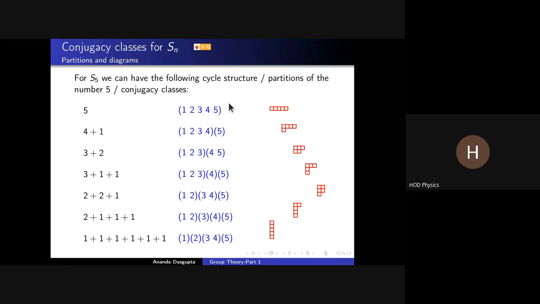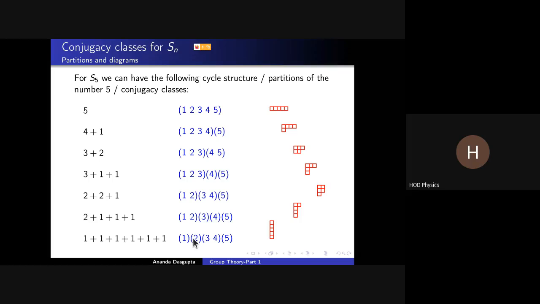Well, if you go down this column, 5 can be broken up as 5, then as 4 plus 1, then as 3 plus 2, then as 3 plus 1 plus 1, then as 2 plus 2 plus 1, 2 plus 1 plus 1 plus 1, and 5 ones. And there's a typo here once again. This should really read 1, 2, 3 in a cycle of its own, 4 in a cycle of its own, 5 in a cycle of its own. So it really should be 1, 2, 3. What I've written here is actually the same as a 2, 1, 1, 1 cycle, which is actually conjugate to this cycle here.